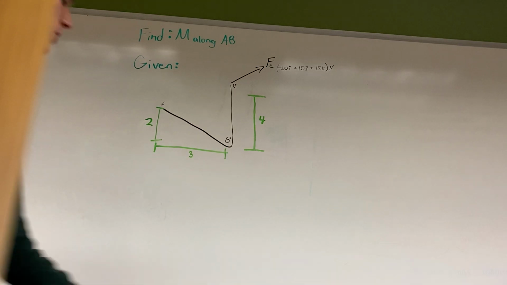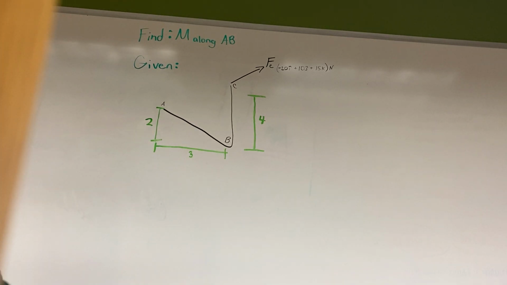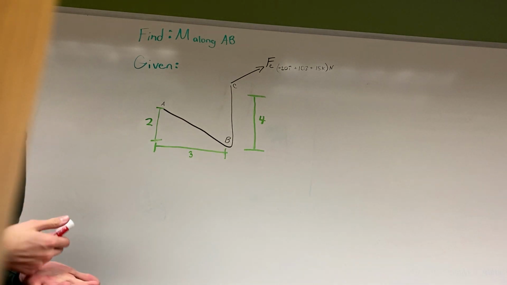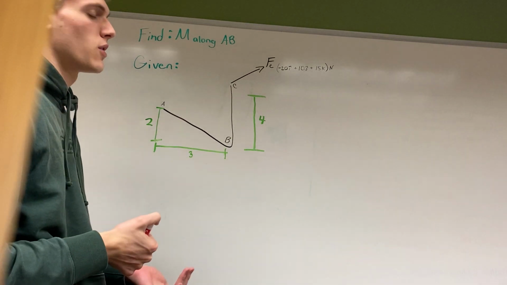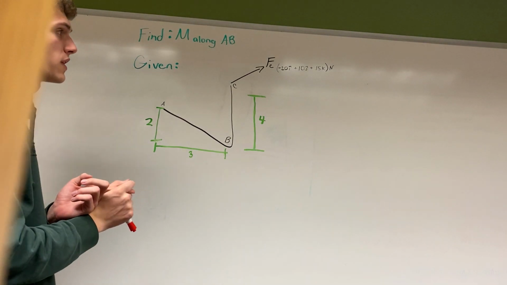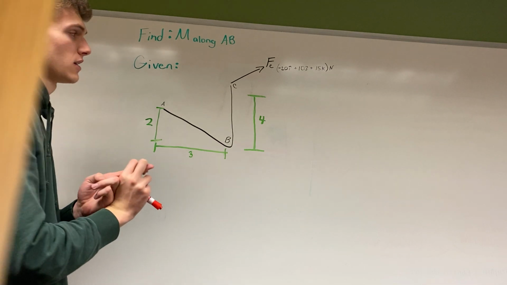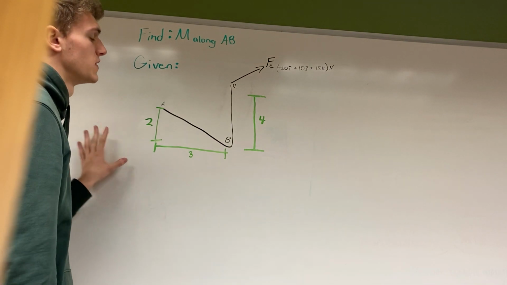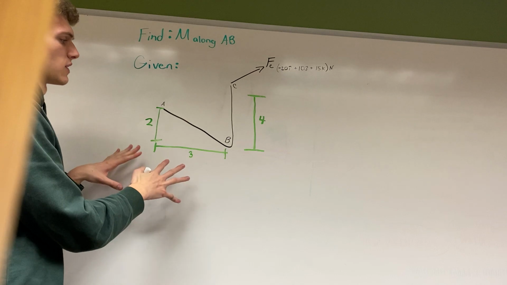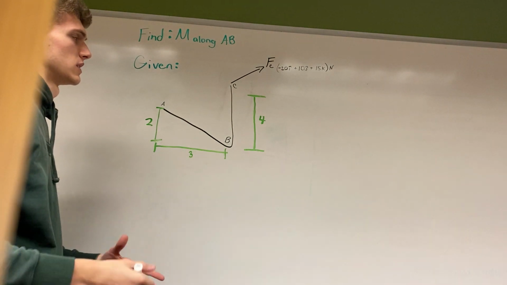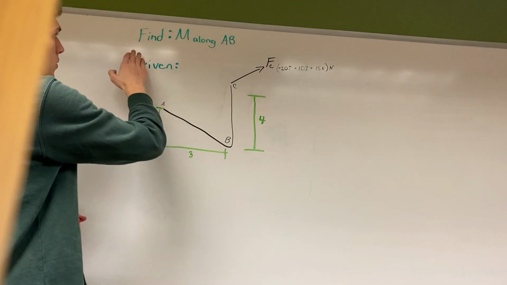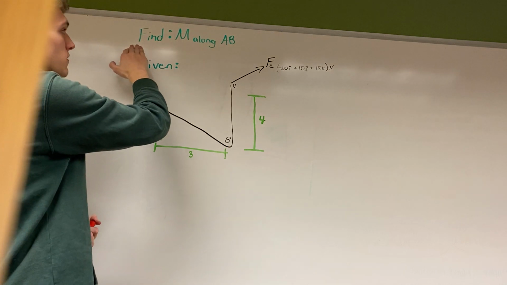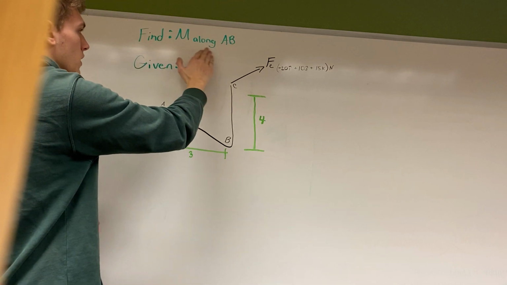In this video, I'll be working through an example dealing with cross products and dot products. In the last video, I talked about how we do both of them and where they apply to a problem. But in this video, I'm going to be applying it specifically to an example to help understand. So what we're looking for is we need to find the moment along AB.